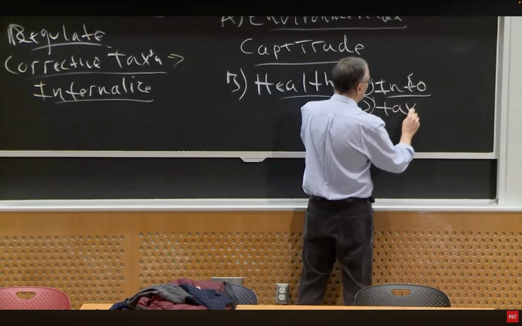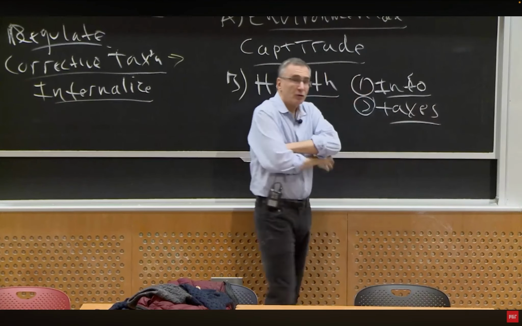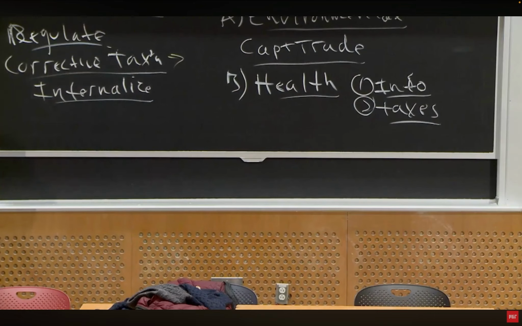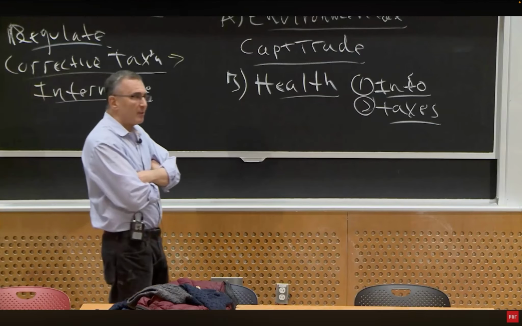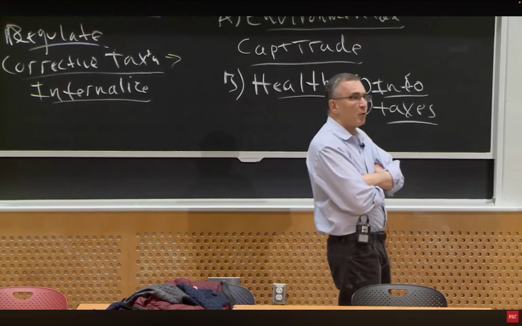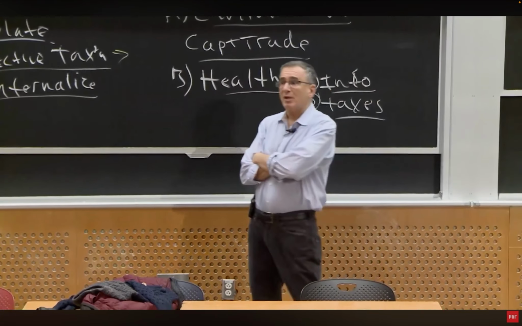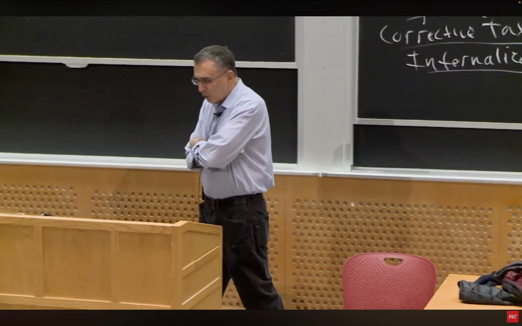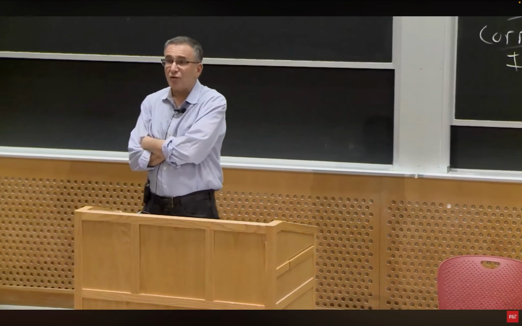We can basically try to get smokers to internalize the externality by taxing them. Now that only works, of course, if people respond to taxes by smoking less, and it turns out they do. People are somewhat price sensitive to cigarette price. The estimated elasticity is about minus 0.4. For every 10% you raise cigarette prices, people smoke about 4% less. So one way to address those are taxes.